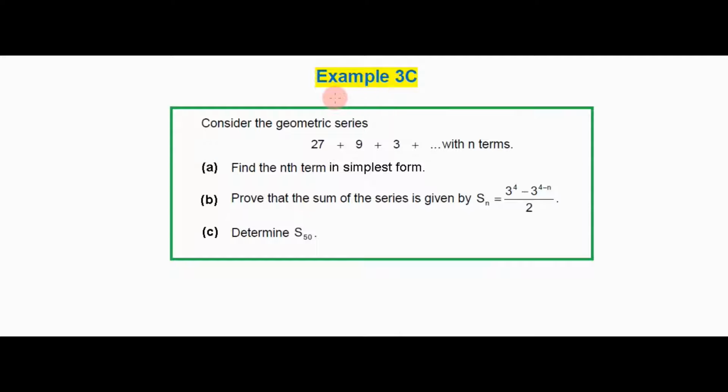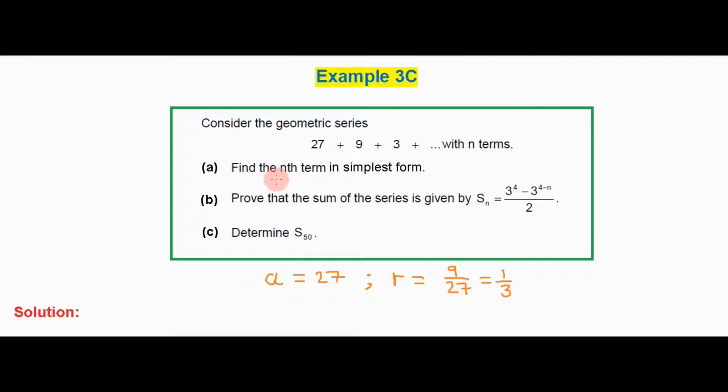Example 3c deals with using the general sum. It says, consider the geometric series, and we are given the series to n terms, and in A, we must find the nth term in simplest form. So let's have a look at it. Before we start on A, we can write down what we have. We have the first term A, which is 27. We can get a common ratio by taking term 2 divided by term 1. So this comes to a third.